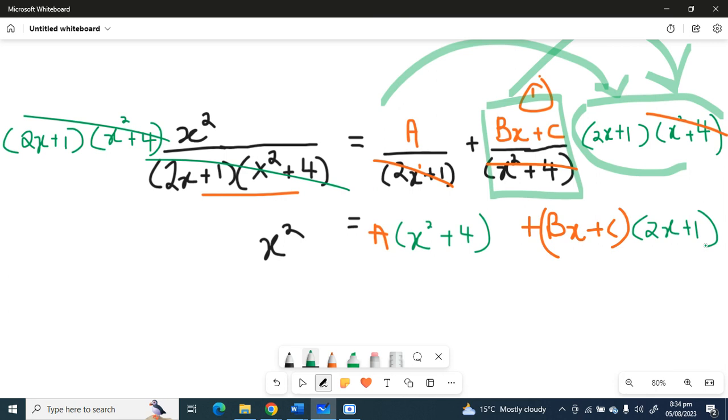Okay. Now, colleagues, here it's going to be kind of hard to separate A or B or C from the others, because if you try to look for any X values, you won't be able to separate them. So the only method we're remaining with is the equating the coefficients method.